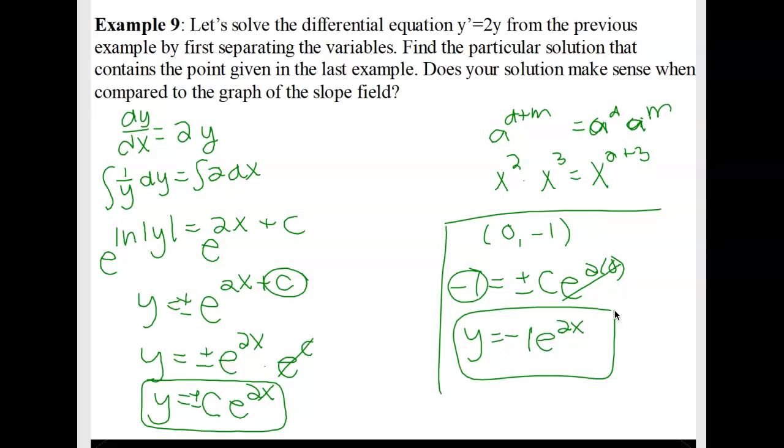Why can't you just bring that C down in front? Because this is e to the c. If you left it as e to the c, then you would have ln y minus 1 equals e to the c, and you would have ln'd it to get the c alone. And what happens is sometimes you can't ln to solve because it's negative.